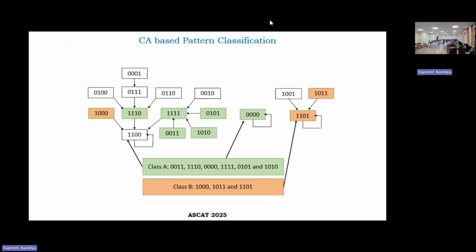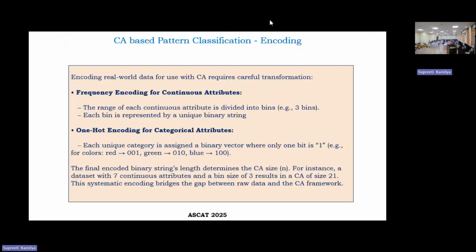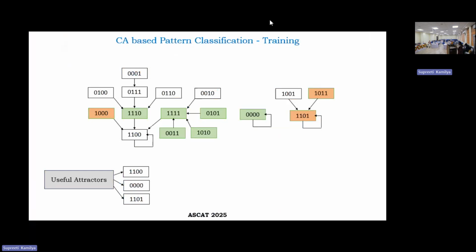Next, what are the steps? First we have the real data objects, then we go for encoding, and depending on the attributes, either for a continuous attribute we go for sequential encoding, or for a categorical attribute we go for one hot encoding. And finally, out of all the cycles and all the attractors, we have to figure out which are useful for a given data set.